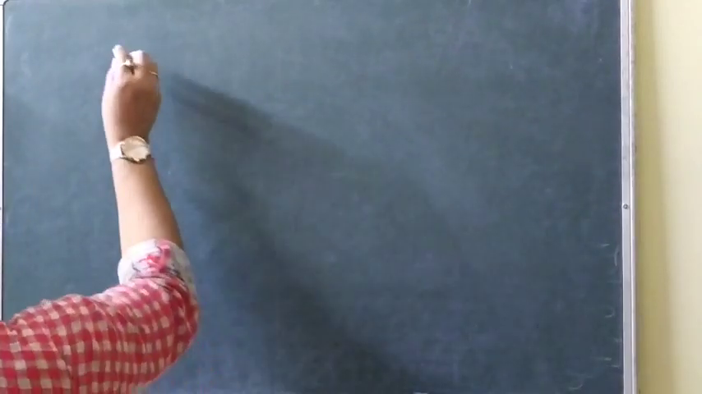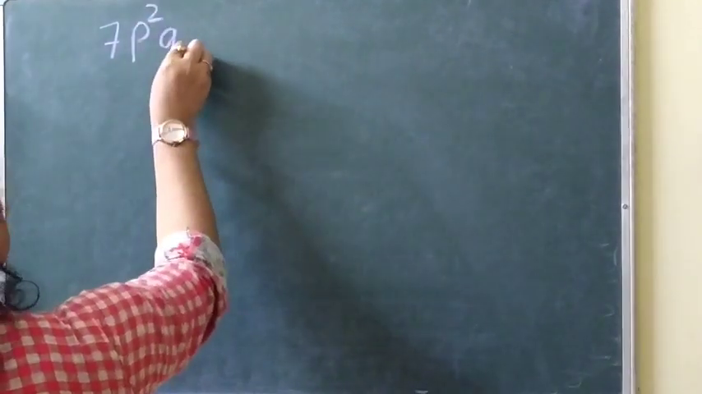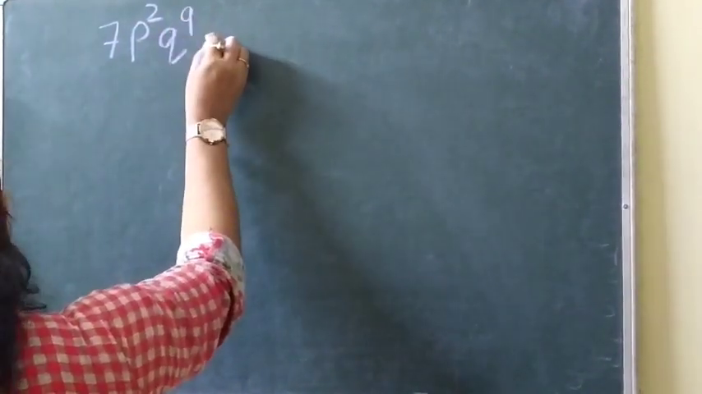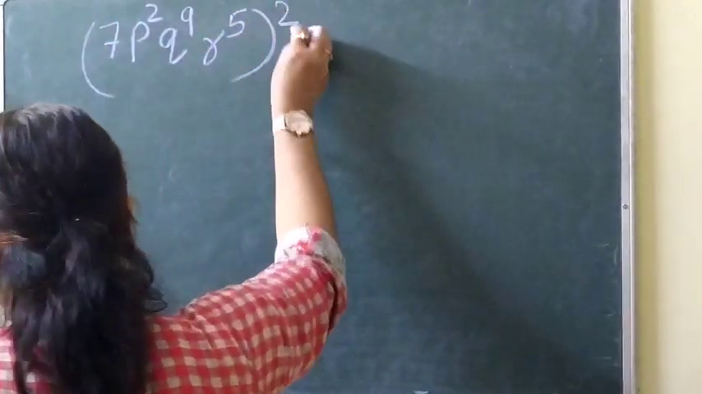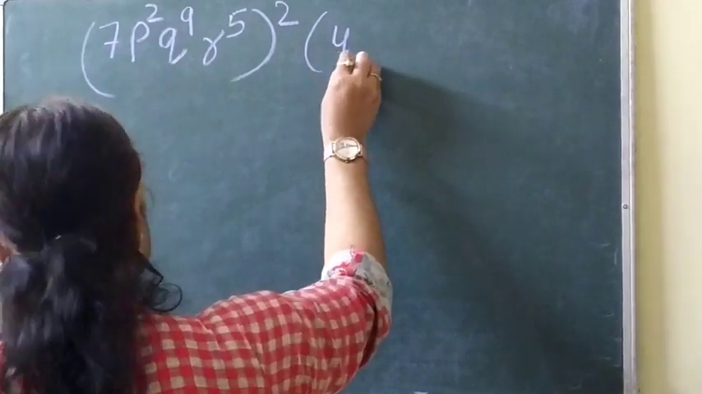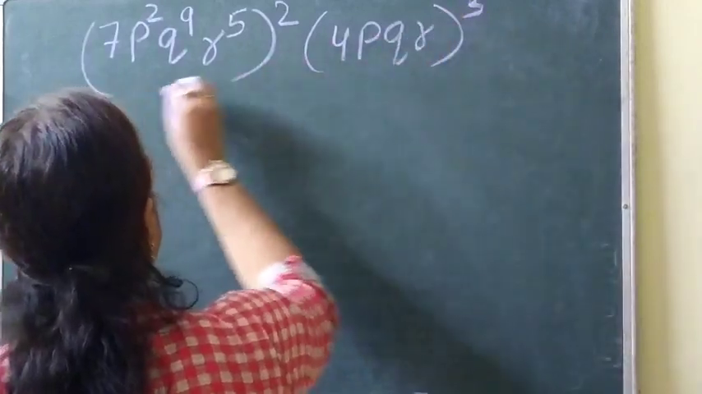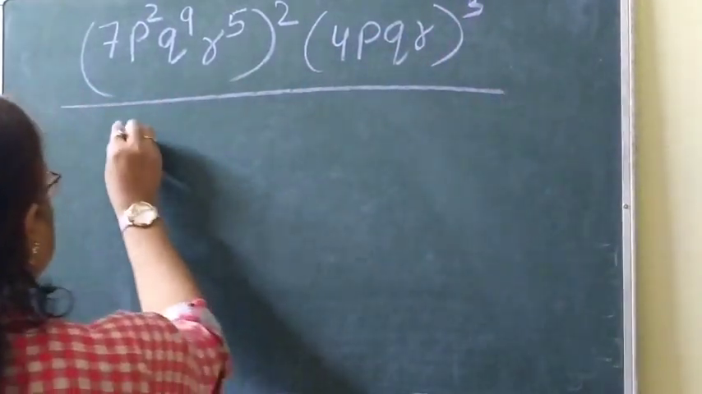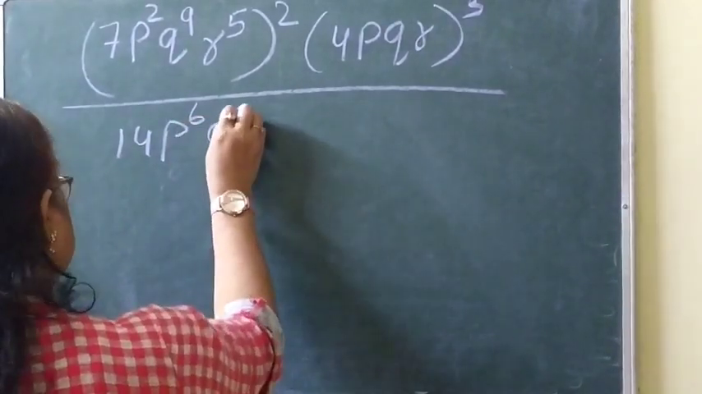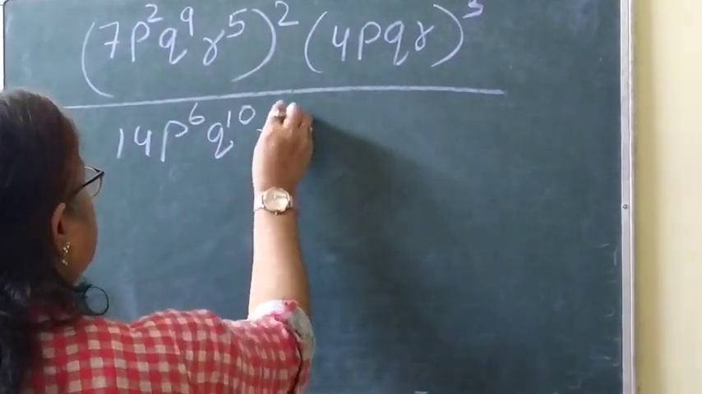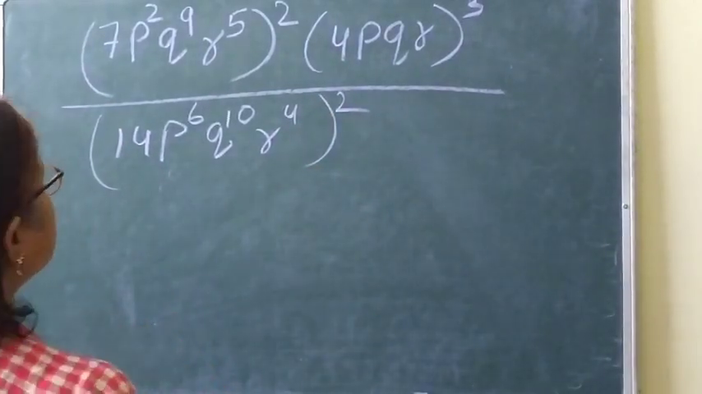Now, next question is 7p to the power 2, q to the power 9, r to the power 5 and square. And then here 4 p q r to the power 3. And then 14 p to the power 6, q to the power 10 and r to the power 4, and then square of this. Okay, so how will we solve this one?